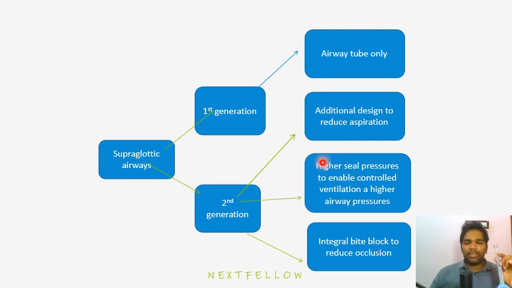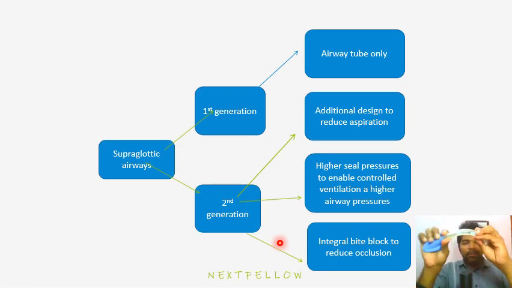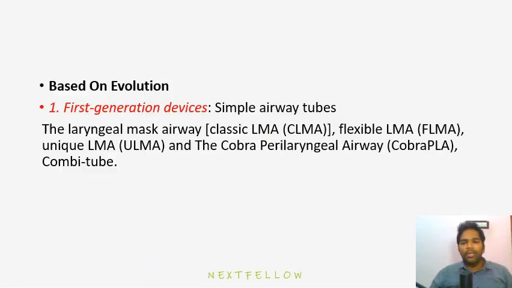And higher sealing pressure to enable controlled ventilation at higher airway pressures. So higher sealing pressures will be there, to put the patient on the ventilator. That is what they are saying. And an integral bite block will be there. In this one, the tube is flexible and easily bent, the patient can bite and cut the tube, but in an advanced LMA like the second generation LMA, there will be a bite block, so the patient cannot bite it.